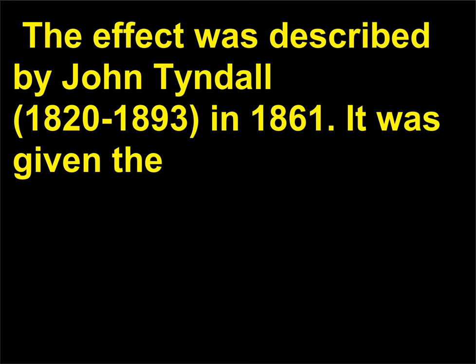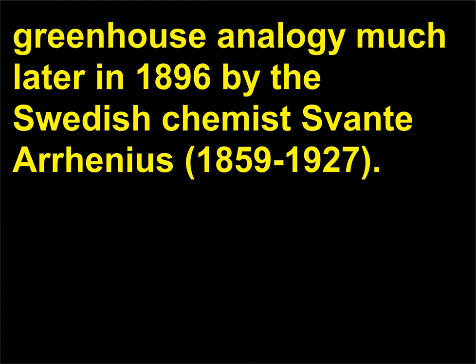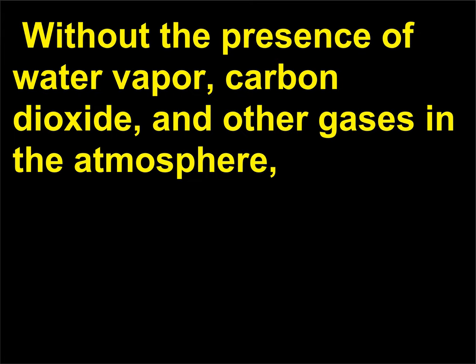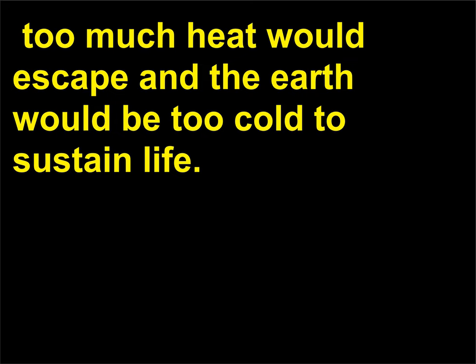1820-1893, in 1861. It was given the greenhouse analogy much later in 1896 by the Swedish chemist Svante Arrhenius, 1859-1927. The greenhouse effect is what makes the Earth habitable. Without the presence of water vapor, carbon dioxide, and other gases in the atmosphere, too much heat would escape and the Earth would be too cold to sustain life.